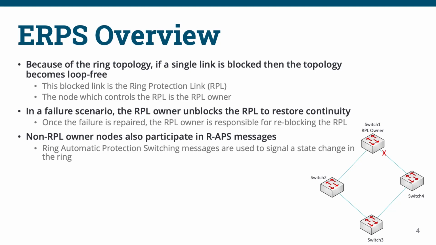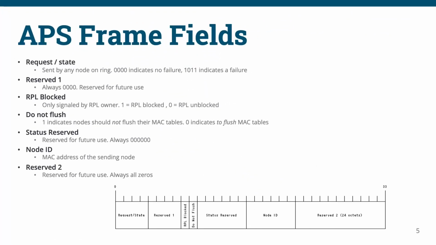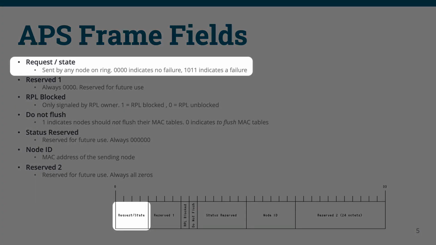I mentioned a bit earlier that the ERPS protocol is much simpler than Spanning Tree. So let's take a look at the messages that switches participating in ERPS exchange. There are only 7 fields in the R-APS frame, and only 4 of them are actually used. First, we have the request or state field. This field is used to indicate whether there is a failure detected in the ring or not.